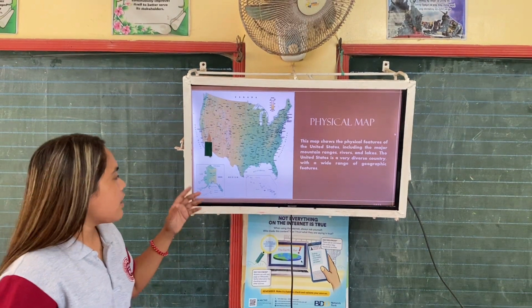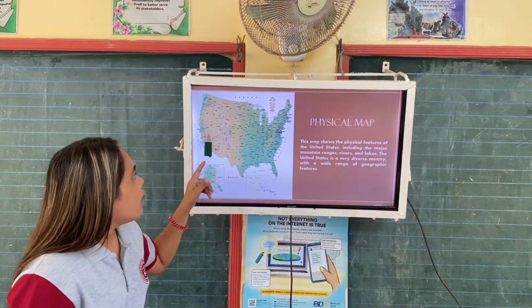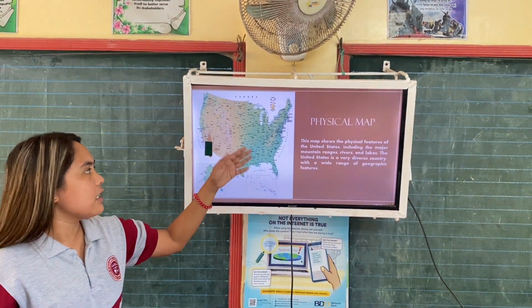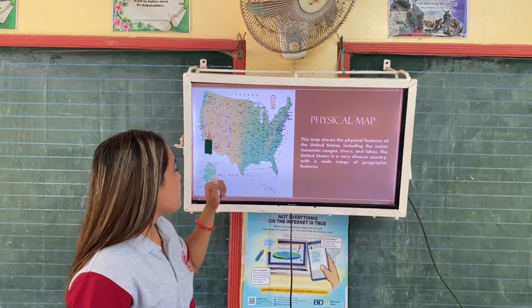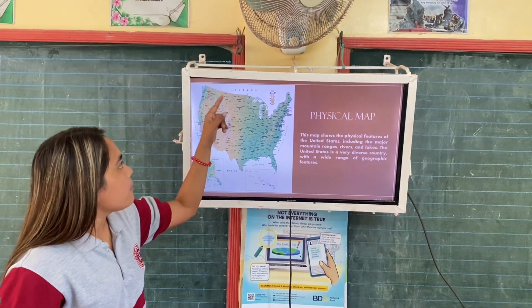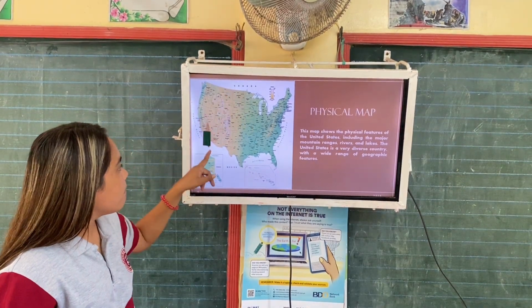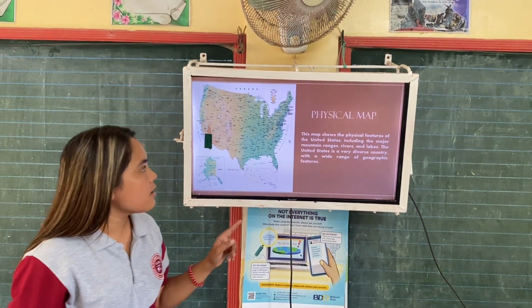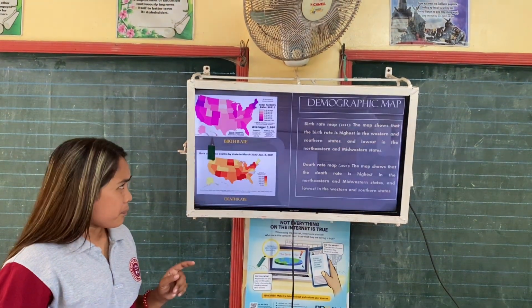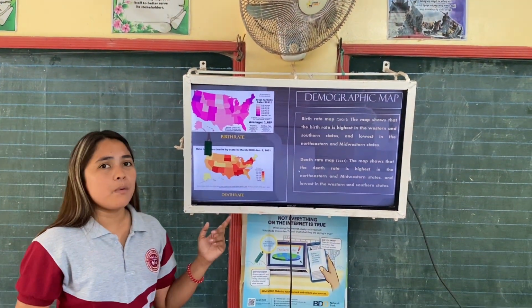As you can see, here are the neighboring countries of the United States: we have Canada and then Mexico. Then next, the demographic map of the USA.